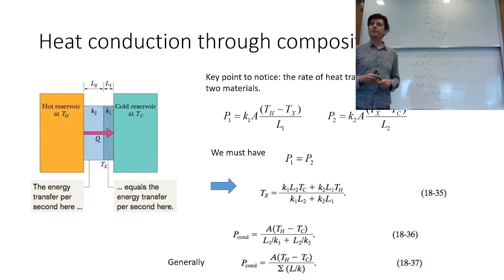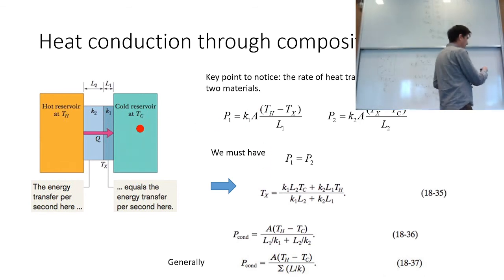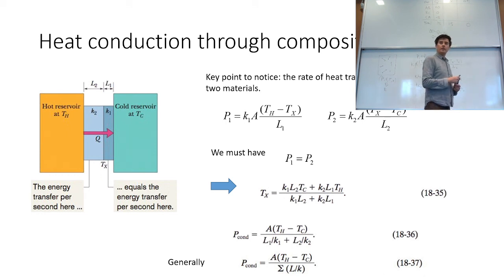Is Tx an arbitrary point that we choose between these two? No, it's the temperature at that interface here. So the question will be like, what is the temperature at that interface between material 1 and 2?